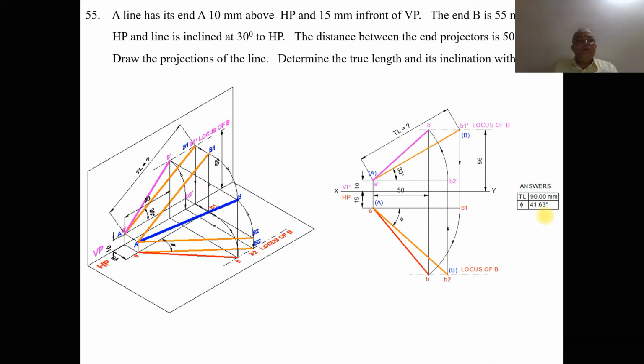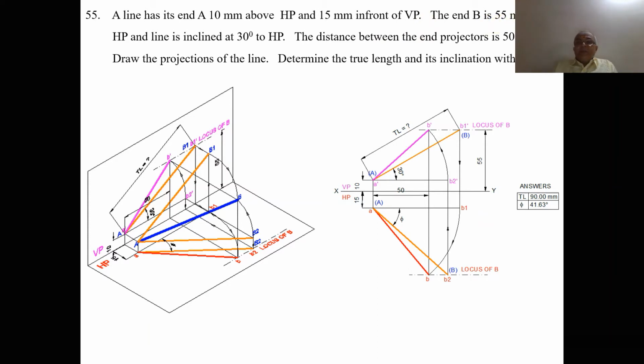Now, in this video, we are going to discuss how to solve problems on the projections of lines. Problem number 55 reads: a line has its end A 10 mm above HP and 15 mm in front of VP.